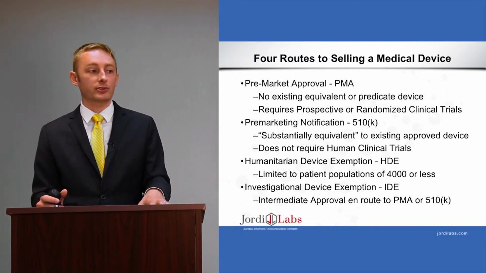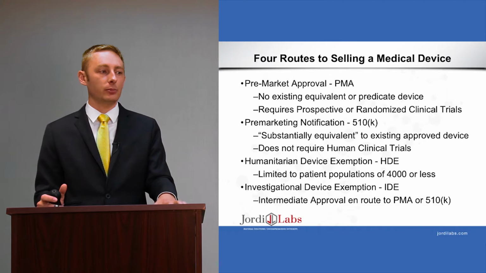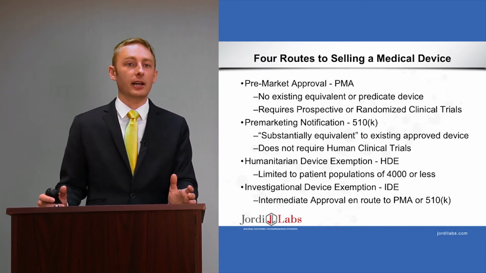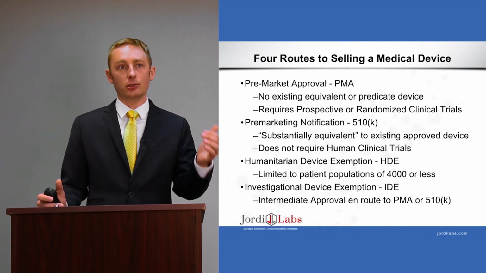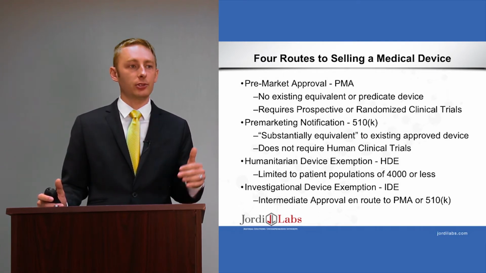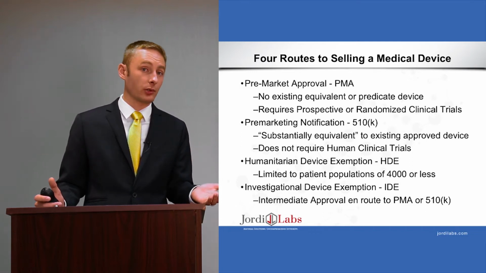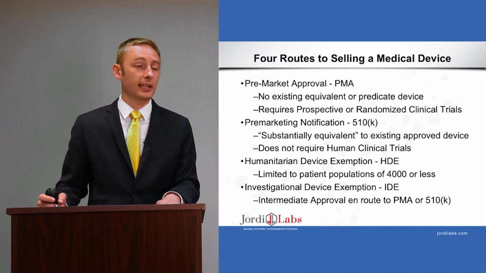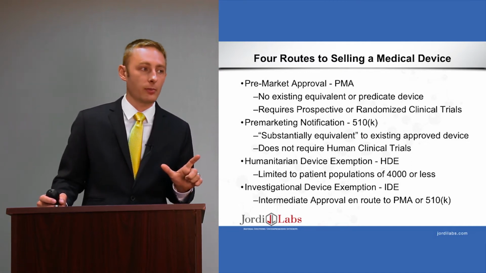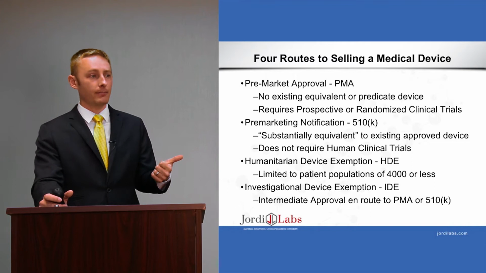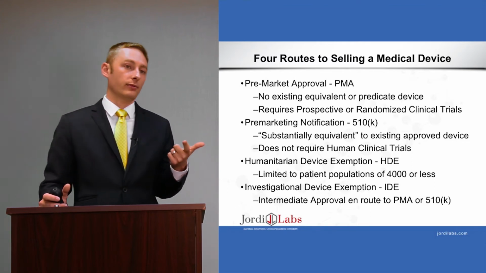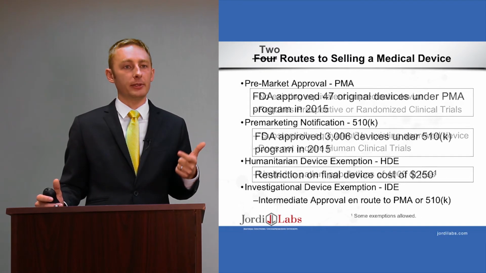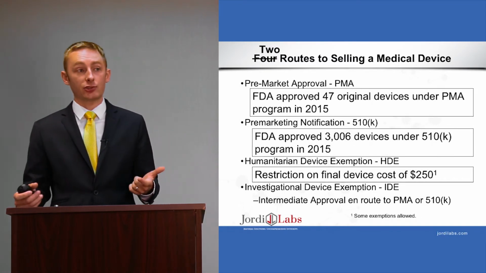There's a couple of restrictions, for example, on the HDE, the humanitarian device exemption, where the final cost of the device has to be under $250, and oftentimes it's the higher of the two, either the actual cost of the device or $250, and it's not effective. So basically that takes those 4 routes to getting an approved medical device down to 2 routes. Either the PMA, which requires human testing, or the 510(k) process, which doesn't necessarily require human testing, but it does require that there's something substantially similar out there.